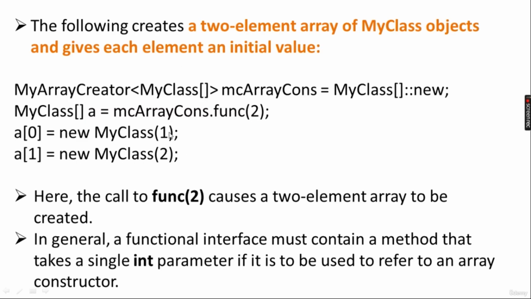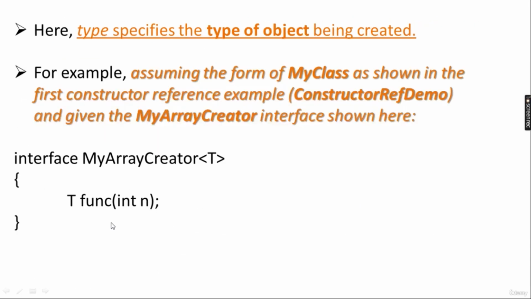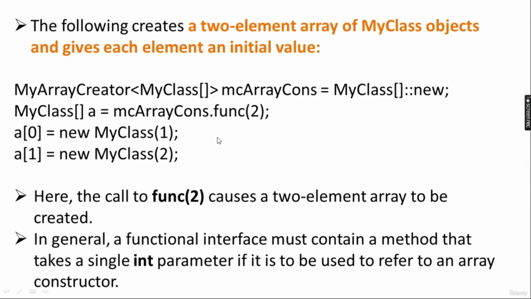Okay, new MyClass 2. The call to function 2 causes a 2 element array to be created. Okay, so a 2 element array will be created over here, that will be having 2 elements.